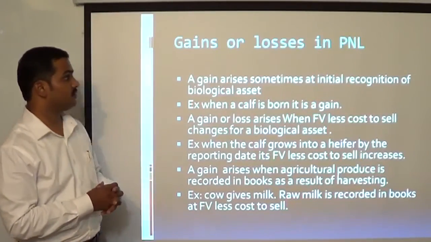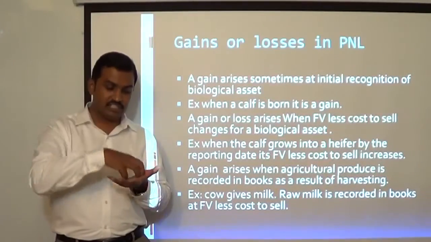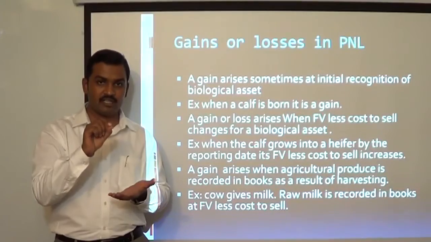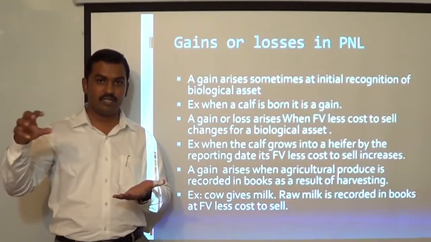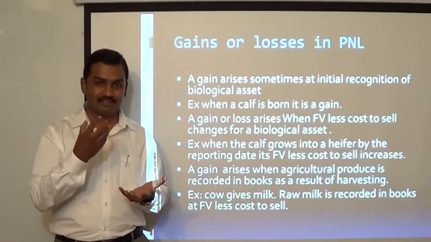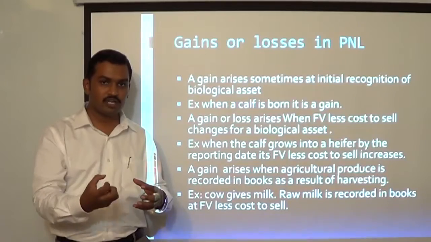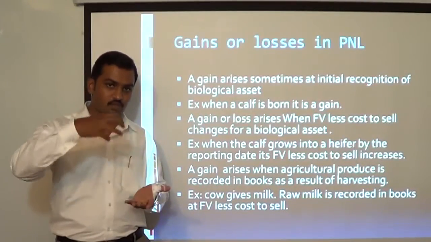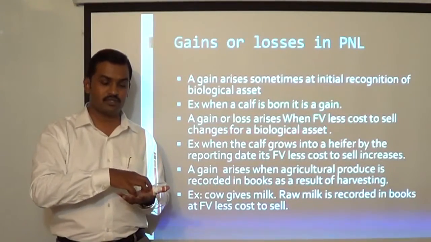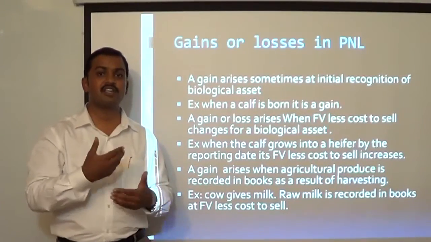Next, gains or losses in P&L account. When I recognize biological assets initially, I have to measure it at fair value less cost to sell. It will become a gain for me. Let us say a calf is born. Let us say there is a dairy farm, they are looking after cattle. The cattle has given birth to calves. Now this calf has to be recognized as a biological asset in my books, and when I recognize it initially in my books at fair value less cost to sell, it results in a gain for me.